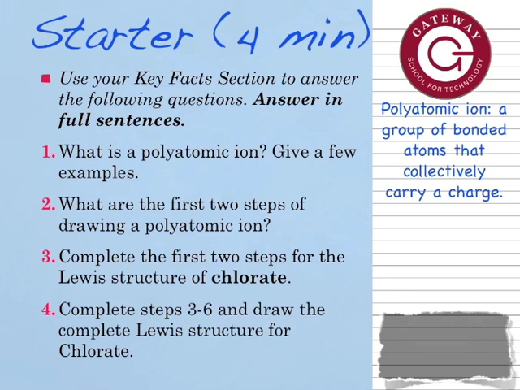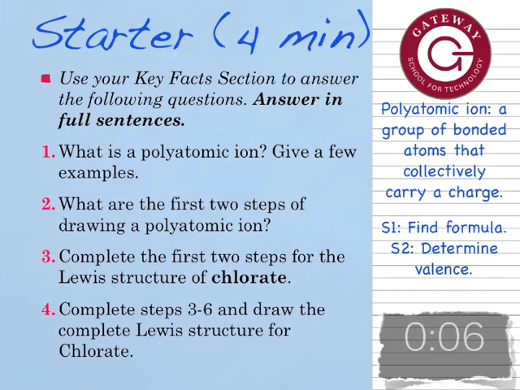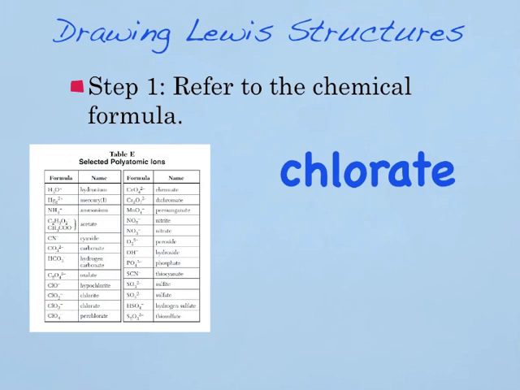What are the first two steps of drawing a polyatomic ion? Well, those you are going to need to memorize, and the first two steps are going to be to find the formula using reference table E in your chemistry reference tables and determine the valence. And last but not least, we need to look at how to do the steps for chlorate. I'm going to start you off by saying the first step is to find the formula. The formula is going to be ClO3-, and that'll be our departure point for how we need to do this. So let's review the 6 steps again for drawing these Lewis structures.